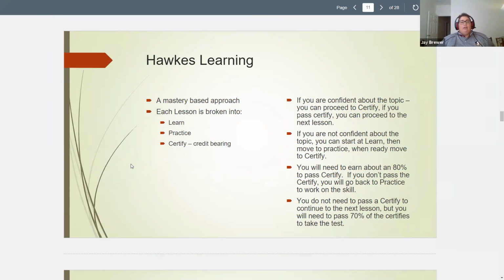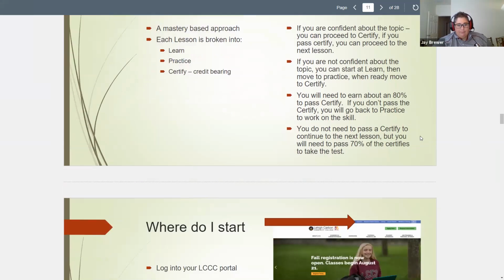Okay, Hawks Learning. It's a mastery-based approach. Each lesson is broken up into learn, practice, and certify. Again, the certify is how you will be able to go from objective to objective and unit to unit. If you think you're ready and confident, then you can go straight to certify. If you end up starting certify and you realize that you need some practice, you can go back to practice, or you can go back to learn if you need to learn about the objective.